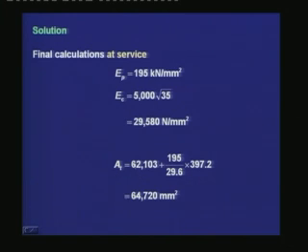AT is equal to the area of the concrete, which is 62,103, plus the ratio of the two moduli, 195 divided by 29.6, times the area of the prestressing steel, which is 397.2, which gives us AT equal to 64,720 millimeter square. Thus, you find that AT is larger than the total area A.